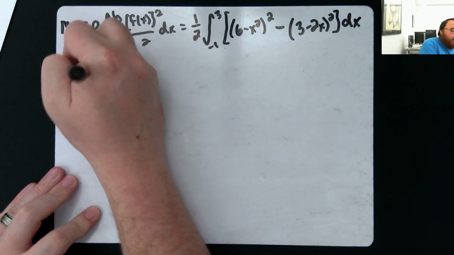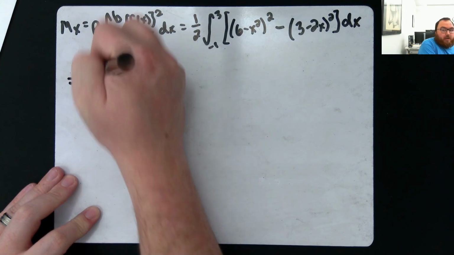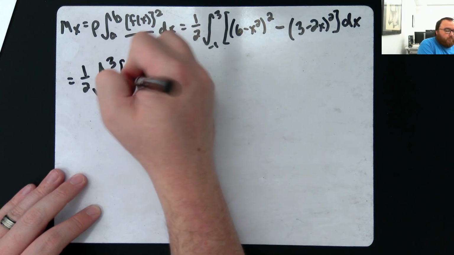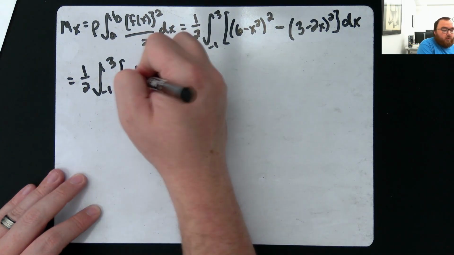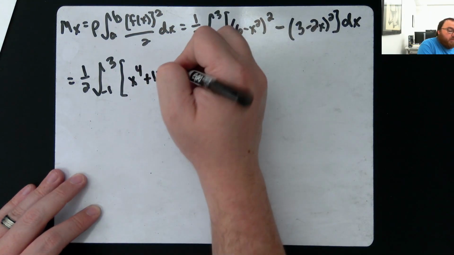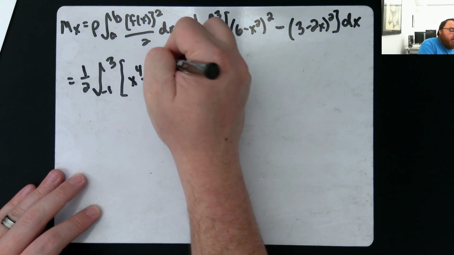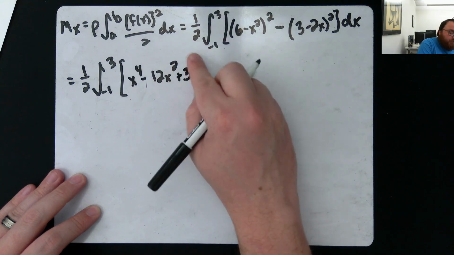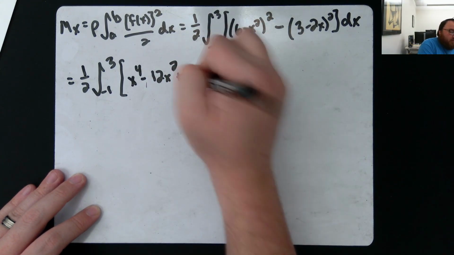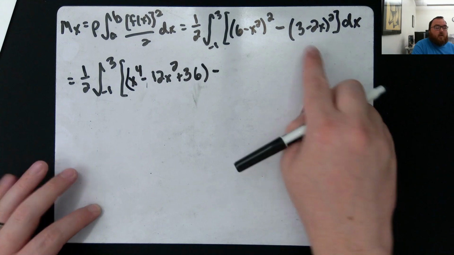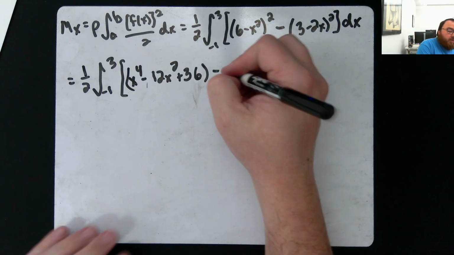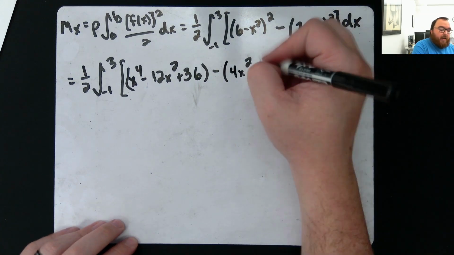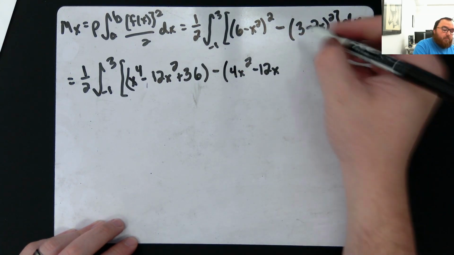If you do that and simplify it, you get 6 minus x squared, x to the 4th, plus 12x squared, minus 12x squared, plus 36, minus 3 minus 2x squared is going to be 4x squared, minus 12x plus 9.